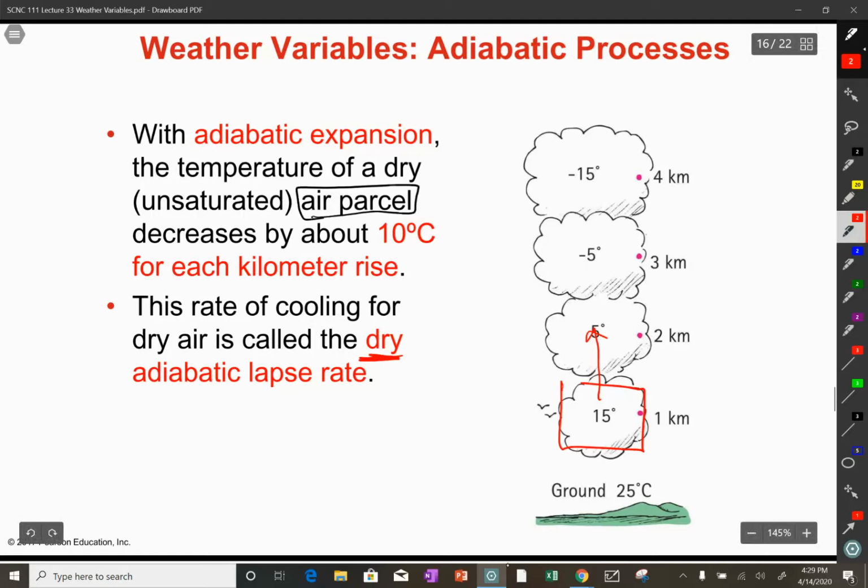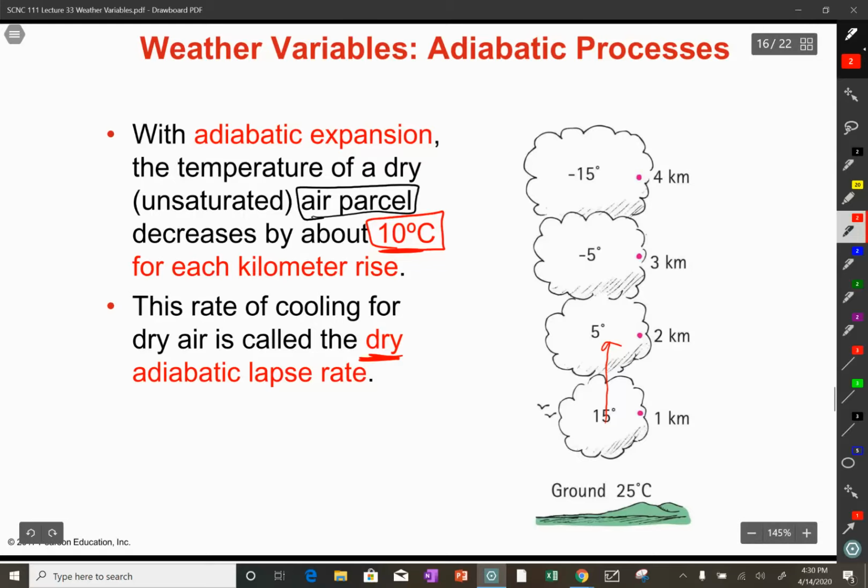So it will cool by about 10 degrees Celsius per centimeter. Per centimeter, oh my, that would be quick. Per kilometer, per 1,000 meters, or 100,000 centimeters. So it will cool by about 10 degrees Celsius per kilometer. So as the air goes up, it's going to cool. Now, the air being hot makes it less dense, which is why it floats up. But as it cools, it will reach the point where it's in equilibrium with the air around it, and it will stop rising. So we call this the dry adiabatic lapse rate.